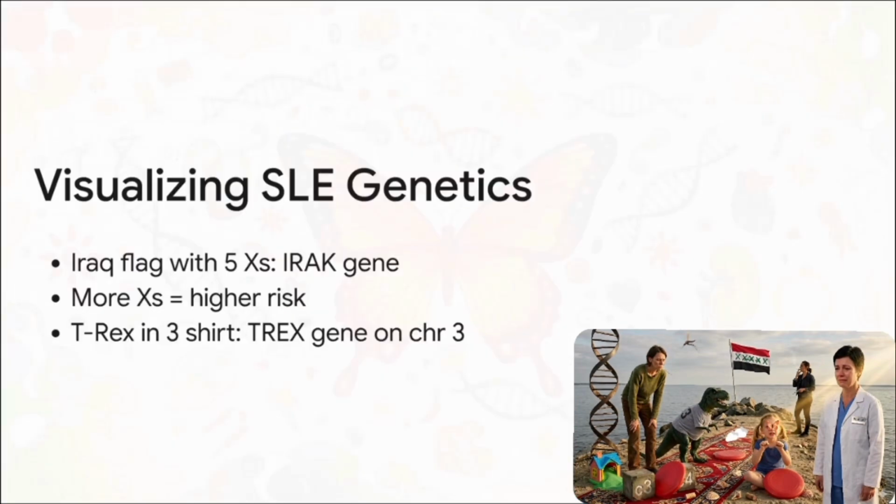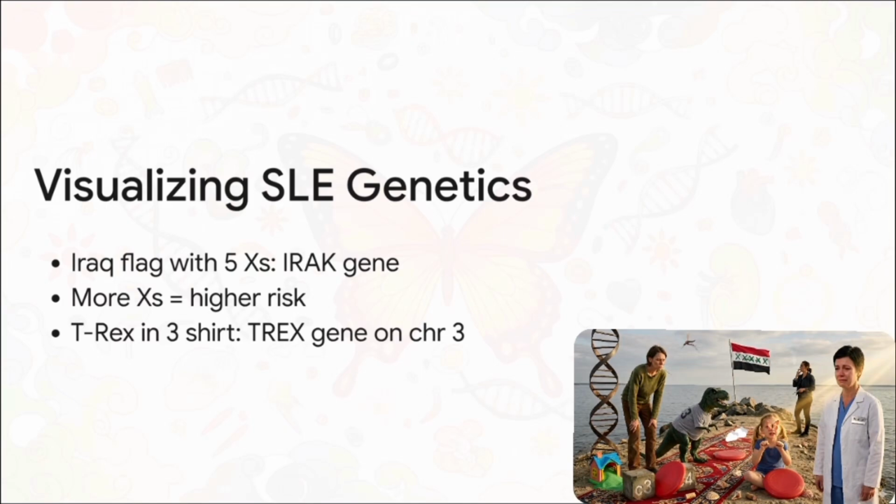Now let's talk genetics. How do we memorize complex genes? Well, with a dinosaur, naturally. But first, picture the flag of Iraq. But imagine it has 5 big X's drawn on it. This represents the Iraq gene on the X chromosome. And those 5 X's? That's your visual hook reminding you that more X chromosomes mean a higher risk for developing SLE. Okay, next up, imagine a female T-Rex rocking a t-shirt with a massive number 3 printed on it.